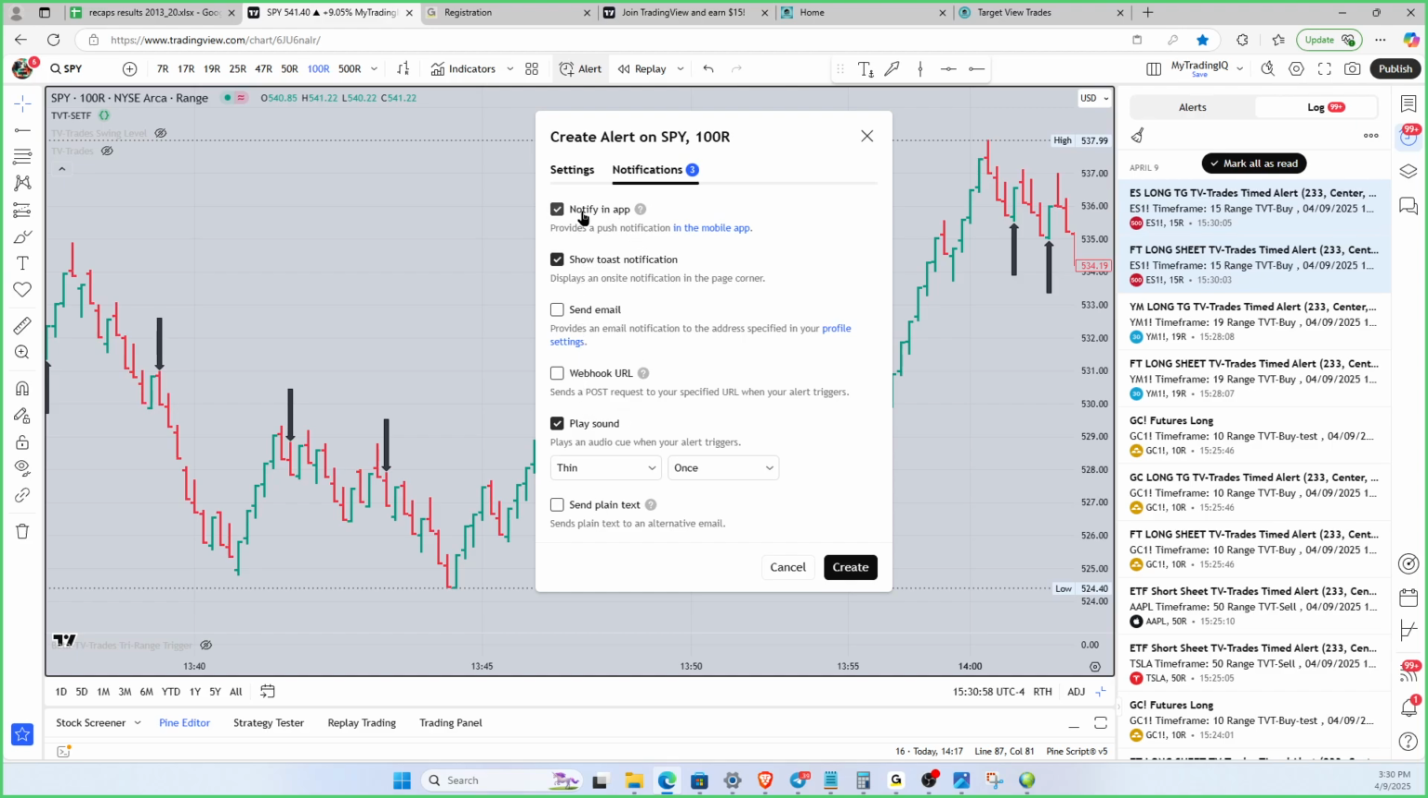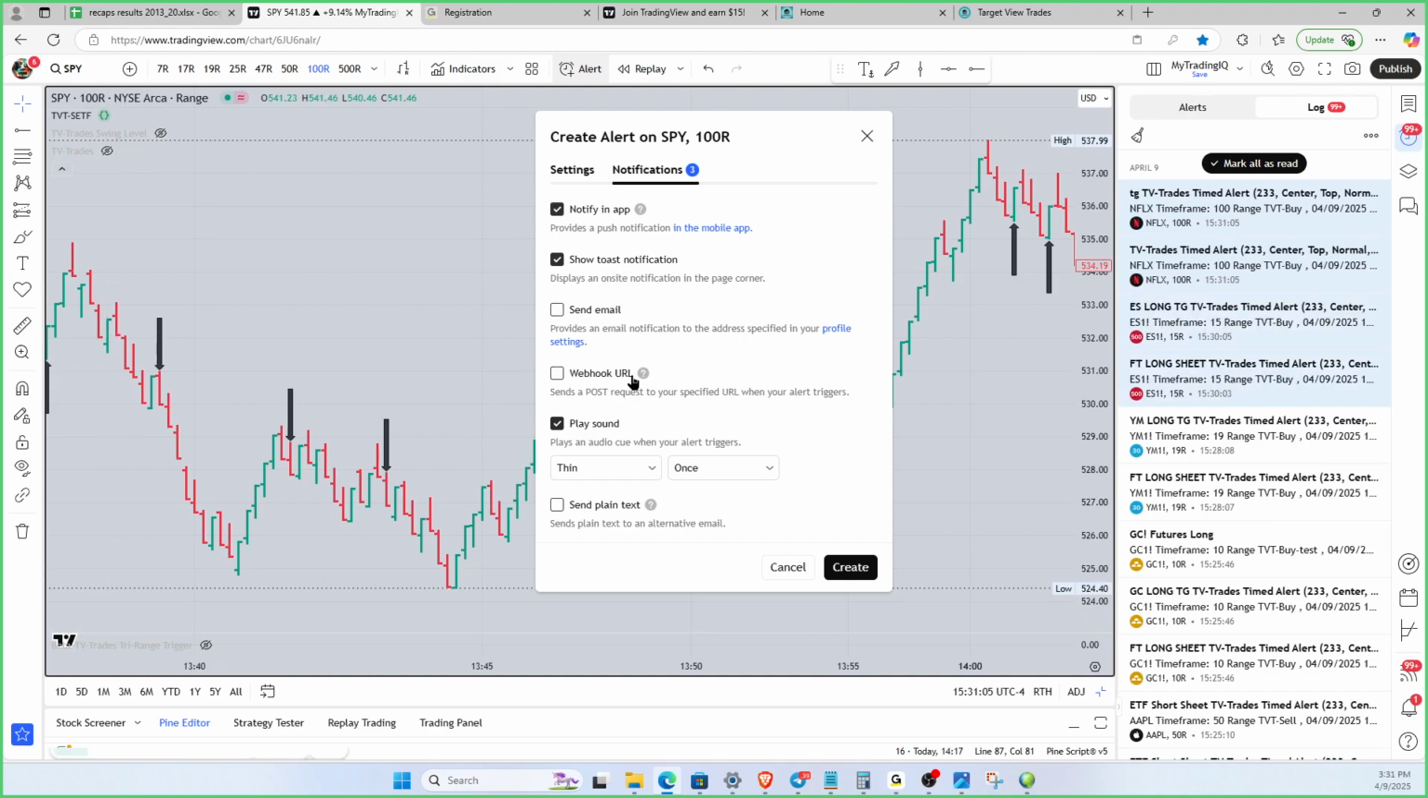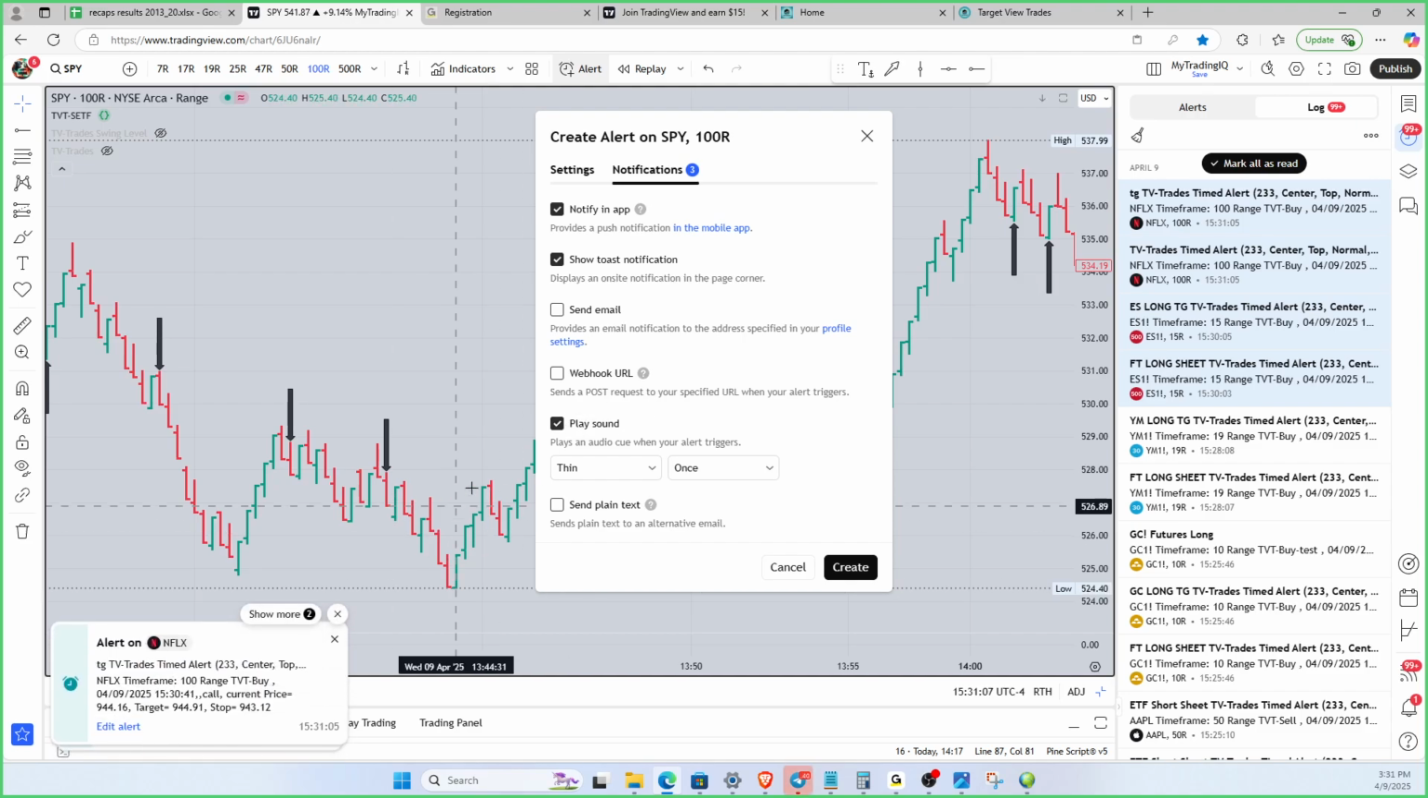Let's see. These are how I chose for the alert to show. This is going to be on my phone. It's going to notify me in the app on my phone. The toast notification, the thing that pops up over here. Send an email, webhook URL. The webhook URL is what's going to send it to the Telegram channel, and a play sound.